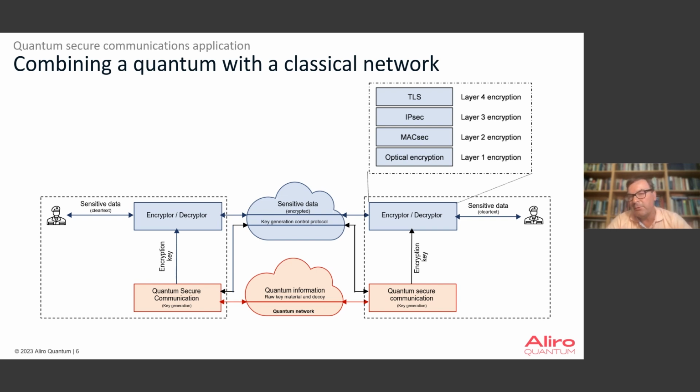The second observation to take away from this slide is that the quantum network does not replace the classical network. You do not need to do a forklift upgrade of your classical network. The quantum network only augments the classical network to offload one specific function, which in this case is the establishment of encryption keys.